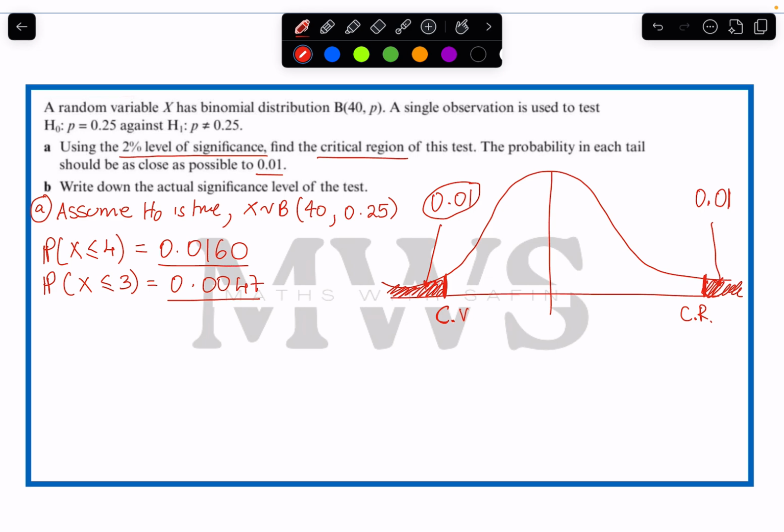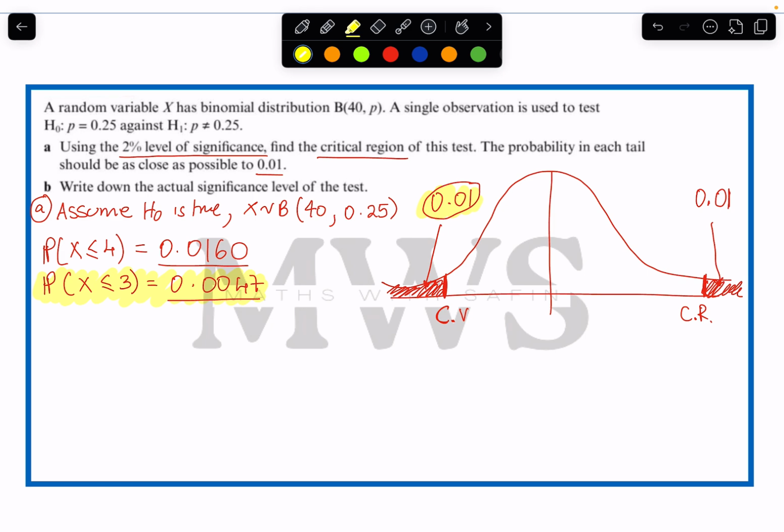So this value, 0.0160, goes above 0.01, and we have the other value, 0.0047. Which one of these values is the closest to 0.01? You can use a calculator to check it, but we can clearly see that when X is less than or equal to 3, the value 0.0047 is the closest to 0.01 compared to the other, because 0.01 sits in between these two values. So we know that this is going to be the critical region for the lower tail.